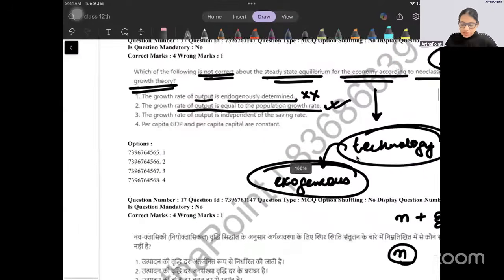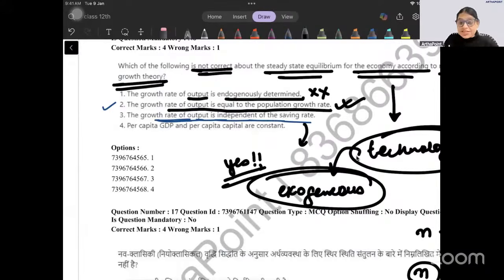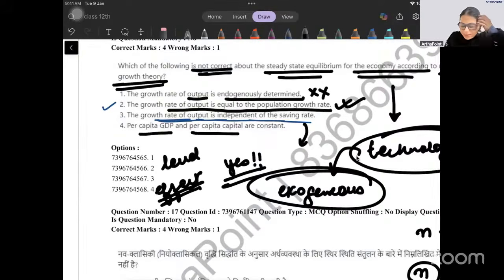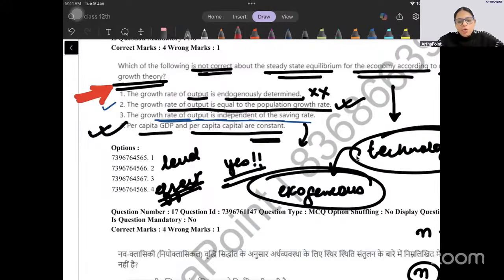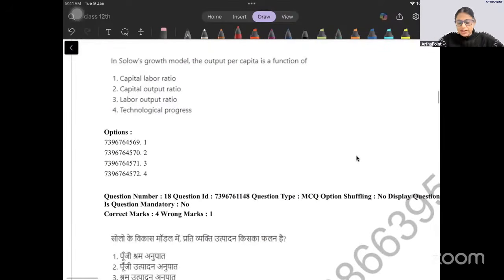Okay, so now, second one is correct. The growth rate of output is independent of the savings rate. Yes, this is also true. Because savings has a level effect. Saving का growth effect नहीं होता है, उसका level effect होता है. Per capita GDP and per capita capital are constant. हाँ, steady state पे वो दोनों constant होते हैं. वही तो definition है steady state का. Right? So answer will be 1. Okay, come to the next question. Try this one. Give it a try.